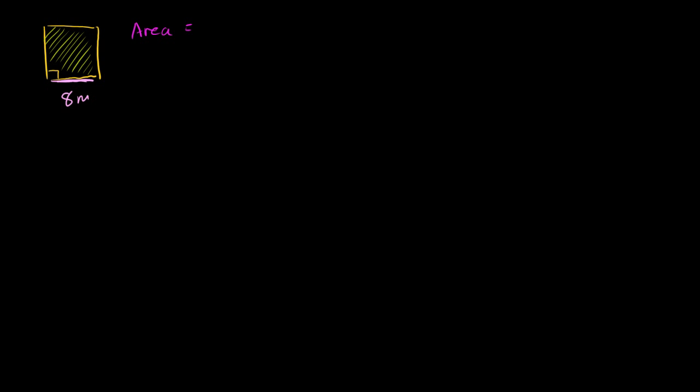It's very easy to figure out for a square. It's literally going to be your base times your height. This is true for any rectangle, but since this is a square, your base and your height are going to be the same number. So it's going to be 8 meters. Your area is 8 meters times 8 meters, which is equal to 64. And then you do the same thing with your units: meters times meters, you get 64 meters squared. Or another way of saying this is 64 square meters.